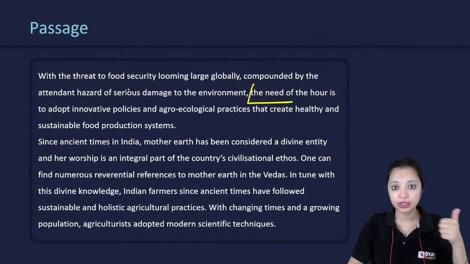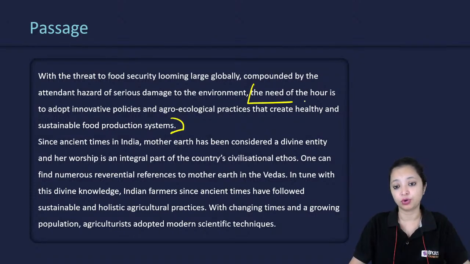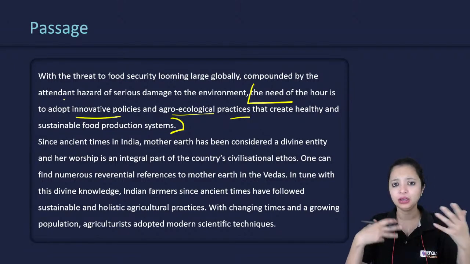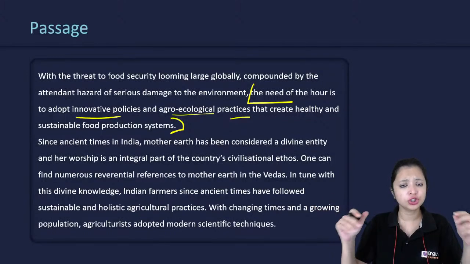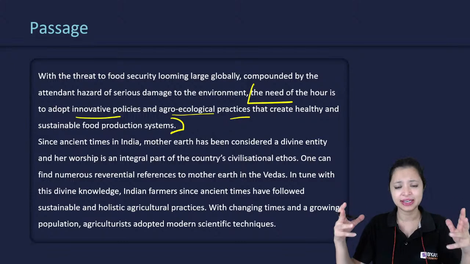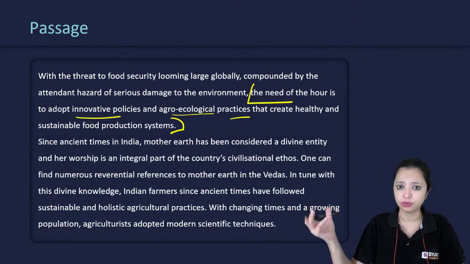Now that we know it's degraded, what we have to do now, it's a suggestion coming from the author. Author suggestions are very, very important. So he says the need of the hour is to adopt innovative policies and agroecological practices. So agroecological practices, you can think of what they can be. Innovative policies, maybe cutting edge technology, using it, making our soil better, using modern pesticides, insecticides that don't harm our soil. It could be any kind of policy, any kind of innovation that we can use.